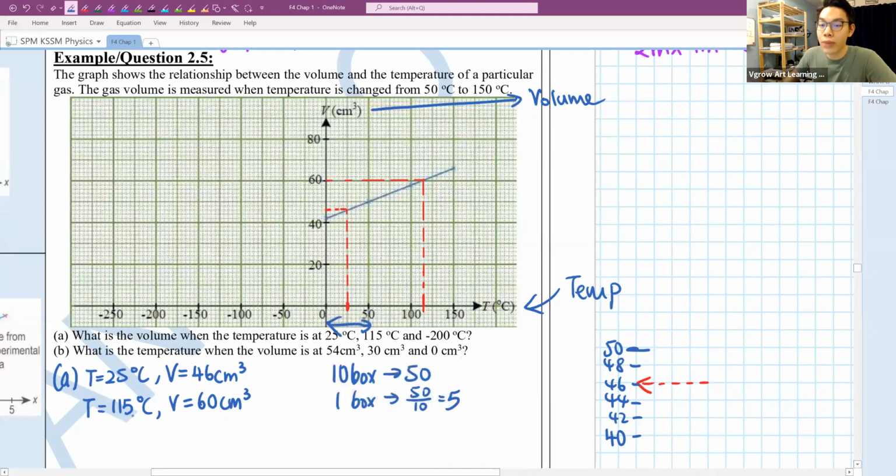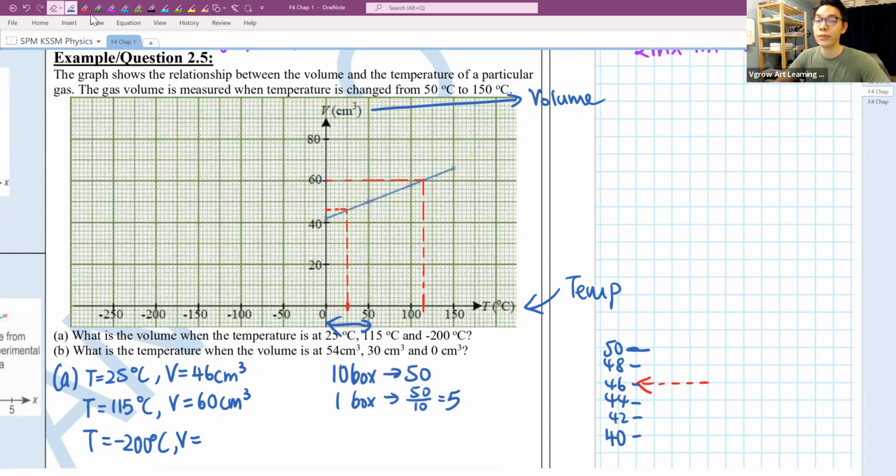The last one, when the temperature is negative 200 degrees Celsius, what is the volume? Okay, so for this one, we need to go and extend our graph because negative 200 is right here and up here don't have any graph, right? This is what we call extrapolation. We need to go and extend the graph, then only I can read the values. So put your ruler and your pencil, you go and draw carefully.